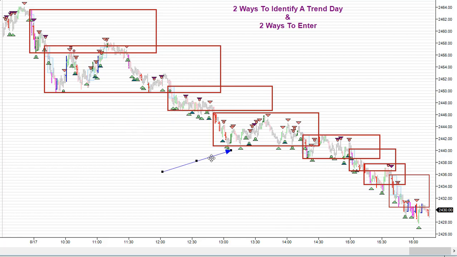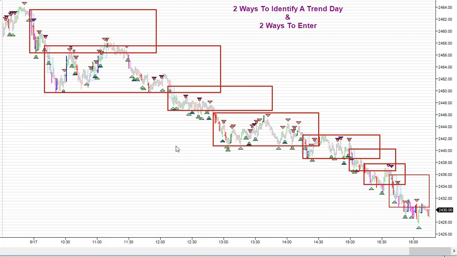You better not try to be a hero and try to pick off the low of the day. This thing is trending until conditions change, and we have different ways of identifying that. But this market's trending. Then we get the fourth stacking box, the fifth one, the sixth one. It just tells you that this market is in a trend. So that's the first way to identify a trend, what we call stacking boxes. In this case, stacking selling boxes.